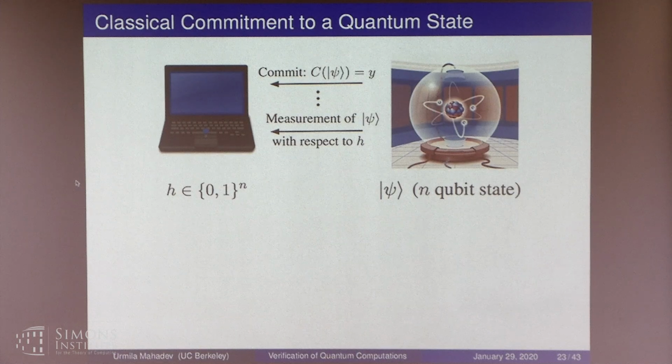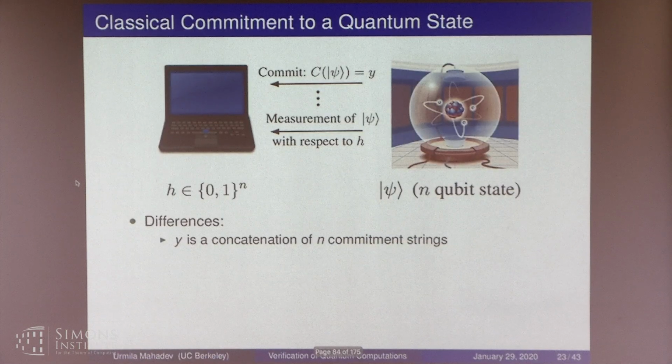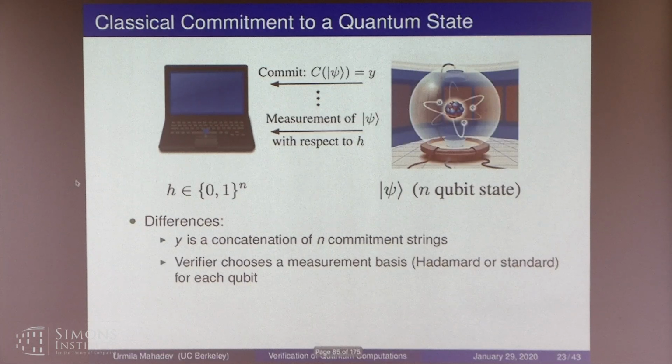And now the protocol is quite similar. There are a few differences. So now the prover is committing to an n-qubit state, which means that his commitment string, y, is now going to be a concatenation of n commitment strings, because he's going to commit to each qubit individually. The next difference is that the verifier chooses a measurement basis, either Hadamard or standard, for each of the qubits. So the verifier's basis choice can now be one of 2^n different strings.